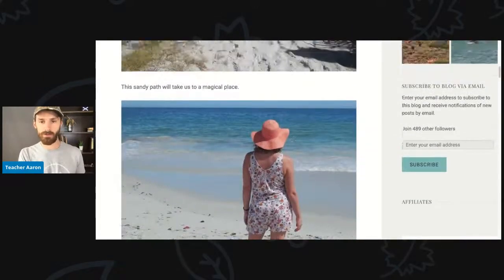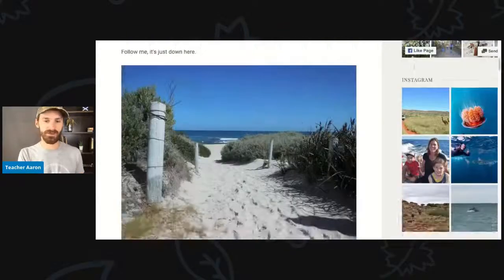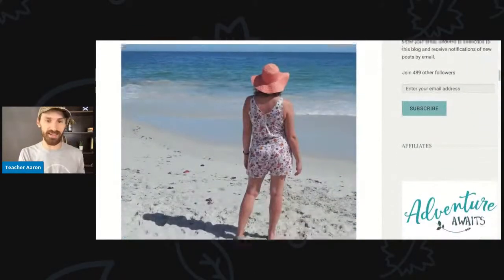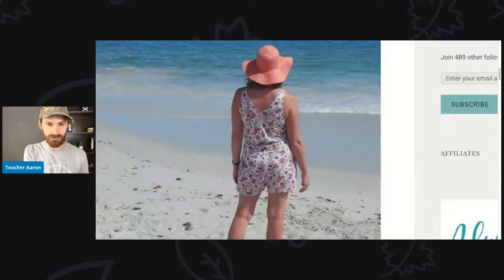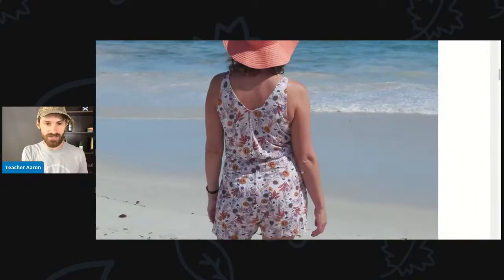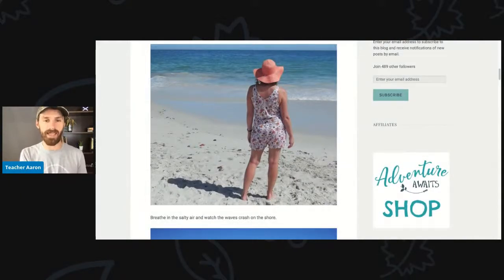Okay, this woman, I forget her name. This is Anne. Okay, her name is Anne, and she is wearing sort of a one-piece suit that has a bunch of flowers on it. It's white with a bunch of flowers, and she has a pink hat to keep the sun off of her. And she is standing on the beach, standing in the sand, looking at the ocean.